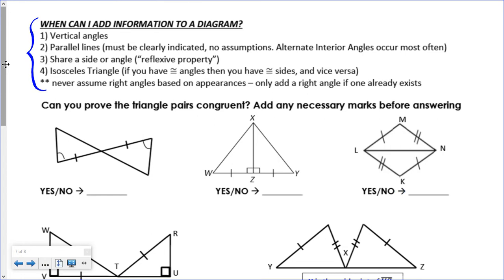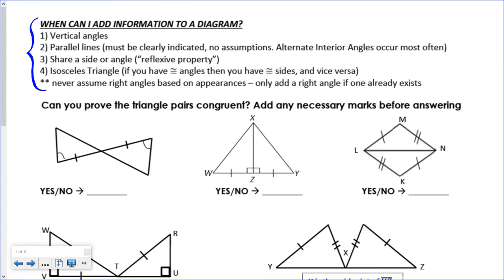The only ways that you can add information are if you see vertical angles. It means that they're congruent. If you see parallel lines, it means you're going to have congruent angles somewhere too. Most often, you're going to be using alternate interior angles with that Z trick. Sometimes you use corresponding, but most often it's going to be alternate interior. Your lines need to be very clearly indicated that they are parallel. You may not assume that they are. So only when you see the little triangle. So vertical angles, parallel lines.